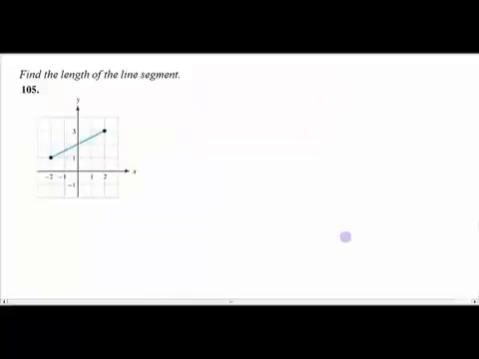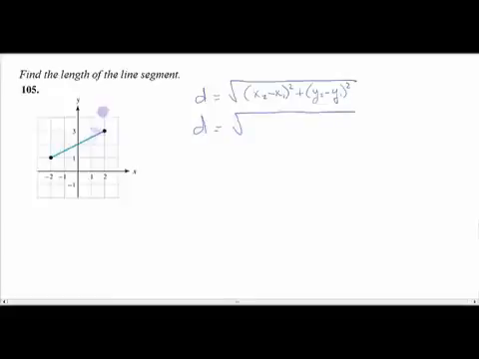Let's find the length of the line segment. Here I could just go ahead and draw a right triangle and use Pythagorean theorem, but let's go ahead and practice our formula for distance. Remember, it's the square root of x2 minus x1 squared plus y2 minus y1 squared. So I have here the square root of, well, let's find our points here. Our points here are -2, 1, and 2, 3.